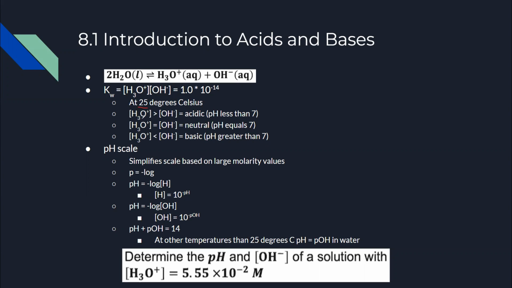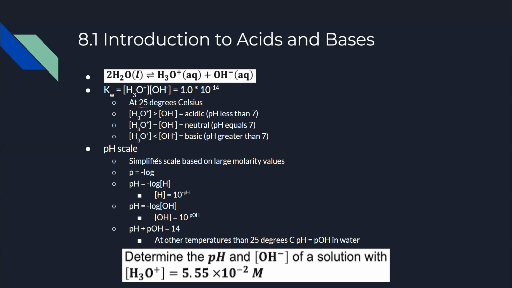When the hydronium concentration is greater than the hydroxide concentration, the solution is acidic, which is when the pH is less than 7. When the hydroxide concentration equals the hydronium concentration, the solution is neutral, or pH equals 7. When the hydronium concentration is less than hydroxide, the solution is basic, with the pH being greater than 7.